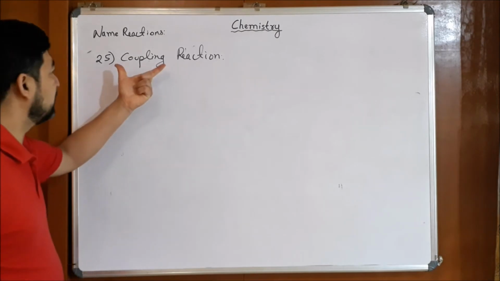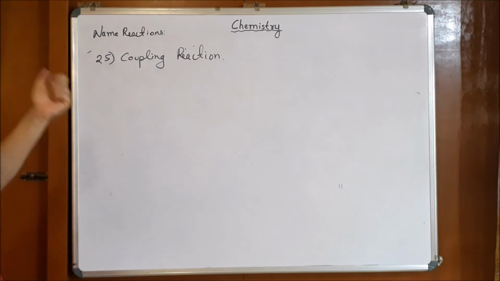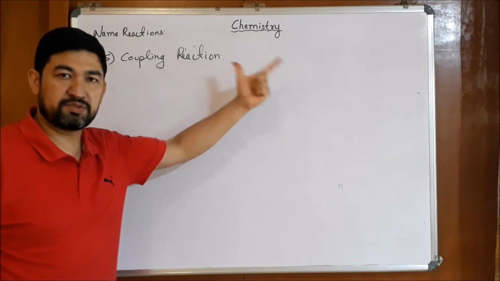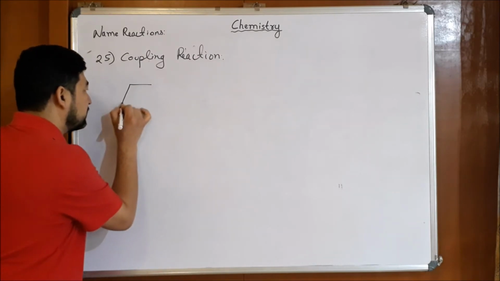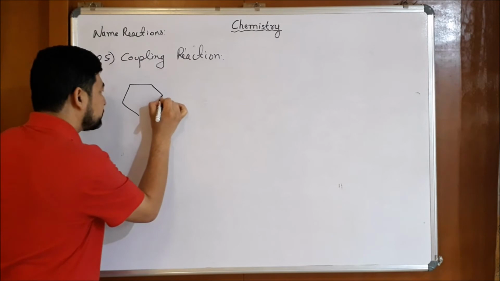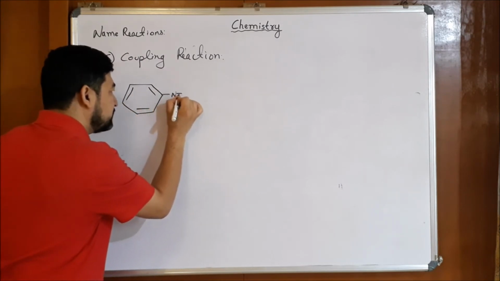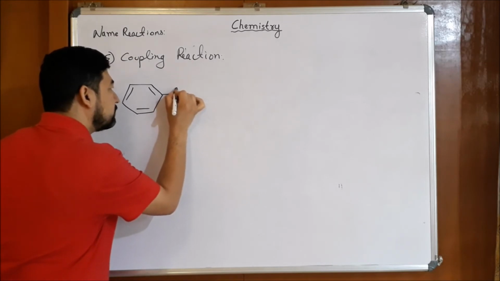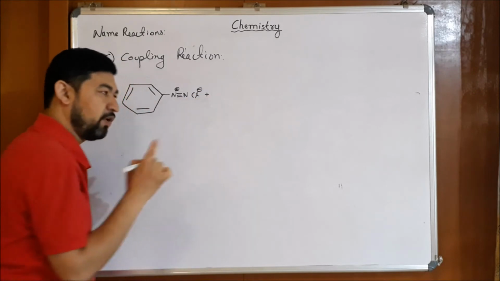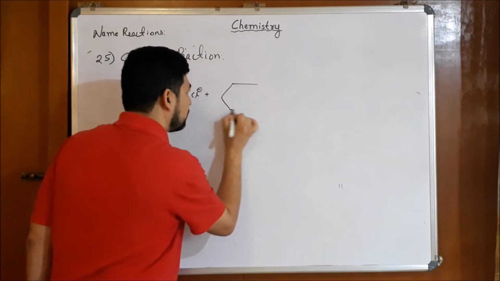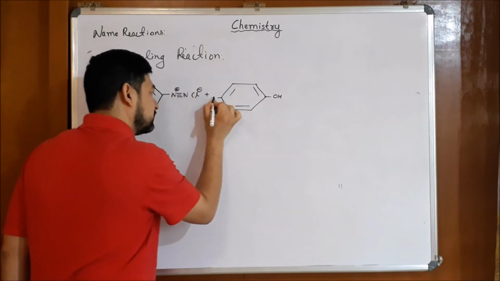The next reaction we will learn about is the coupling reaction. In the coupling reaction, normally a dye is formed, so we call it an azo dye. In coupling reactions, we normally start with benzene diazonium salt. So when this benzene diazonium salt is treated with phenol, this is the para position.